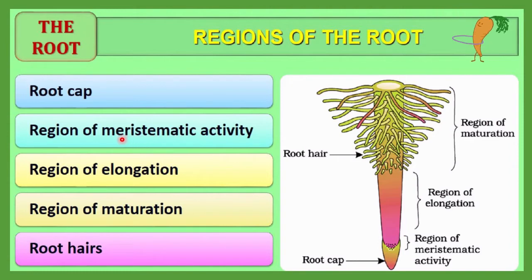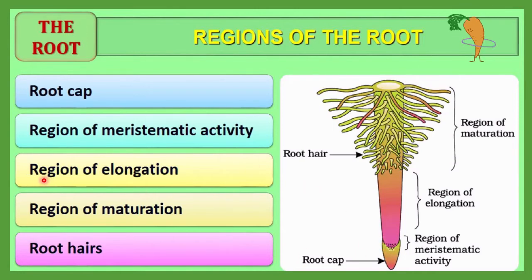What is the meaning of meristematic activity? Here the cell division process is highly active. Meristematic tissue is a tissue which can grow rapidly with cell division. So meristematic activity means the tissue is very active for cell division. So this is the cell division portion. The region of meristematic activity has very active formation of cells, meaning cell division proceeds very rapidly in this region.